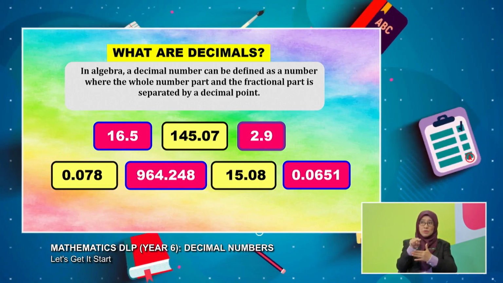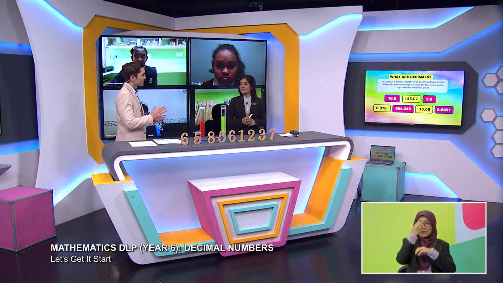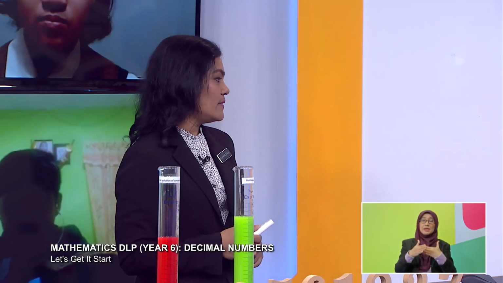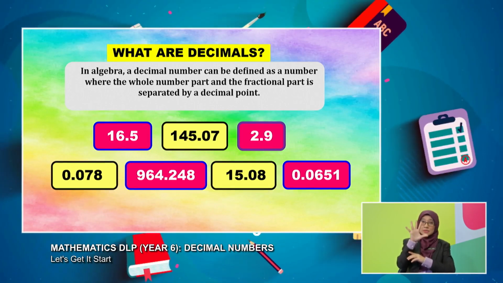You did a good job. 964.248. Instead of saying 248, we have to say it one by one. Well done, a round of applause for you. So after the decimal, kids, we have to say the numbers one by one, like what Abang Hanif said just now: 0.0651.